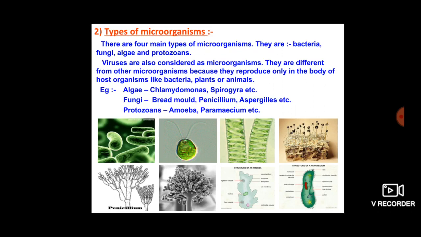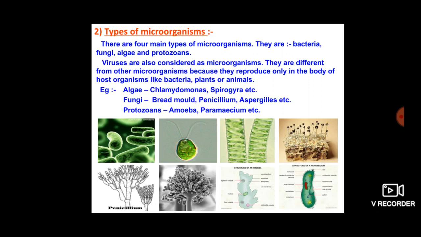And then if you come to the types of microorganisms, majorly 4 types that we will identify are bacteria, fungi, algae and protozoans. Even viruses are considered microorganisms, but they differ from the other microorganisms. Why? Because they reproduce only when they enter any organism. Once inside some living organism, the virus starts reproducing and increasing its population. Otherwise, it becomes dead.